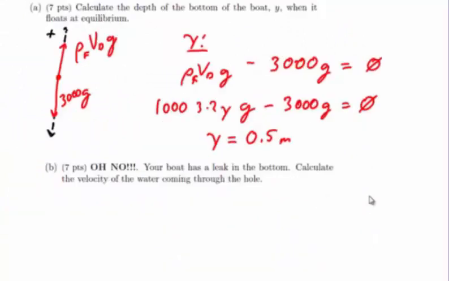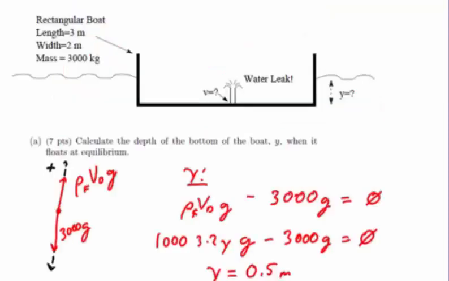Part B. Oh no! Your boat has a leak in the bottom. Calculate the velocity of water coming through the hole. This is a fluid dynamics problem, and as with all fluid dynamics problems, we'll solve it using the Bernoulli Principle. Returning to the figure, we remind ourselves of the technique by which we solve a Bernoulli problem, and that is, we decide on 2 locations within a single fluid and connect these via the Bernoulli Principle.